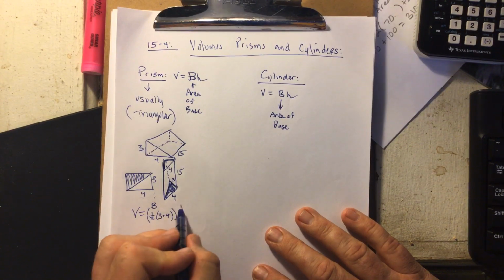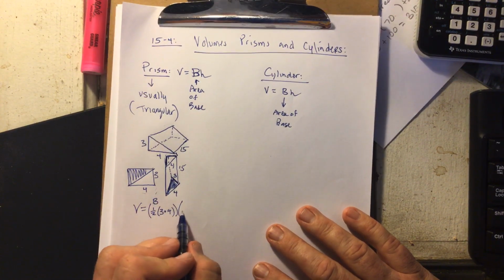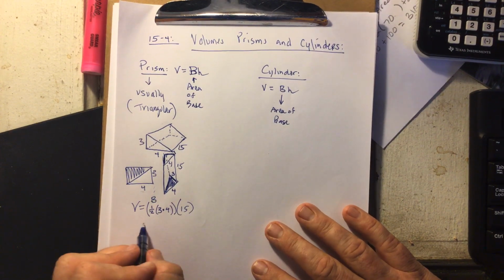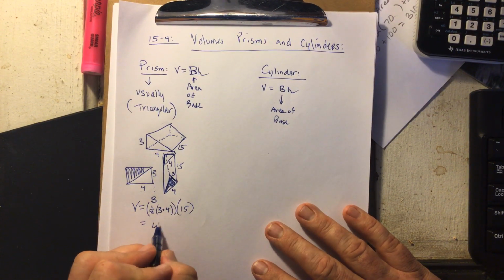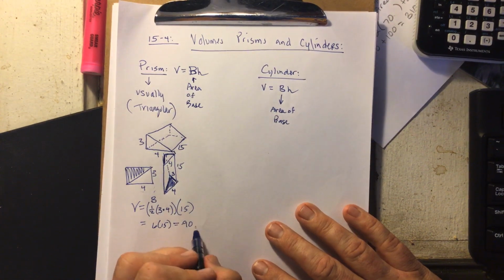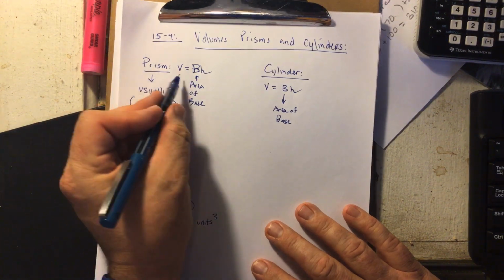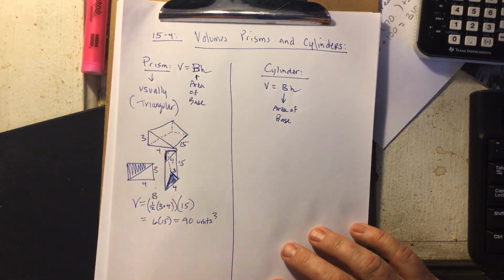That's the area of the base, and its height now is 15. So we end up with 6 times 15, which is going to be 90. And since there are no units, we'll just call it units cubed. Remember, volume is always in units cubed.